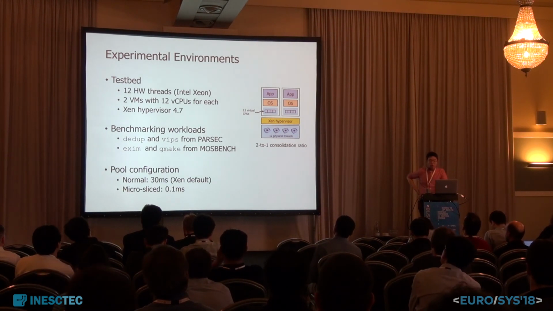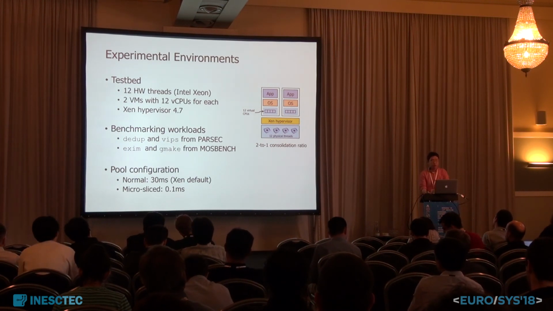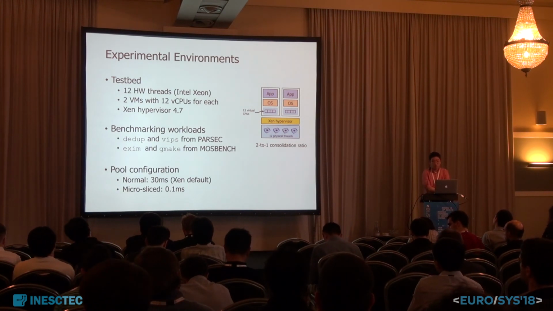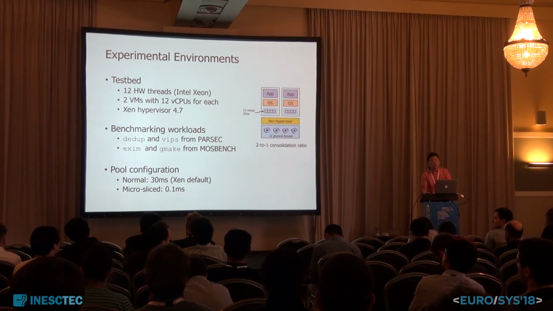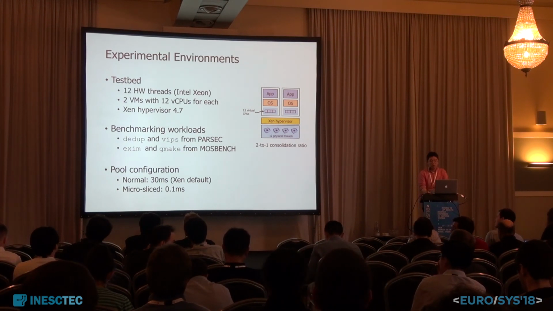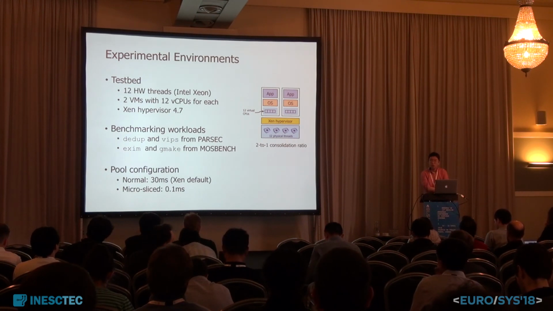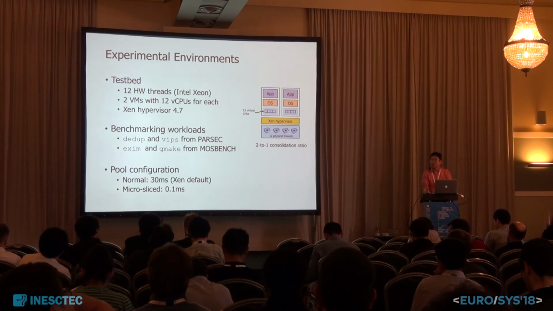To evaluate the effectiveness of our scheme, we built a virtualized system using the Xen hypervisor and deployed two virtual machines. In our server, there are 12 physical hardware threads, and we configured 12 virtual CPUs for each virtual machine. So the total of 24 virtual CPUs share 12 physical hardware threads. We ran dedup and bodytrack from PARSEC and also evaluated a couple of benchmarks from MOSBENCH. In this talk, I will show you the results of Exim, which is a mail server, and gmake parallel build. You can also find the results for other benchmarks in our paper.